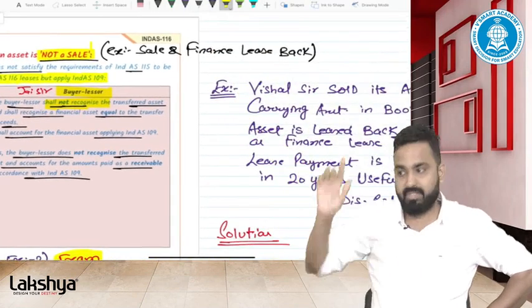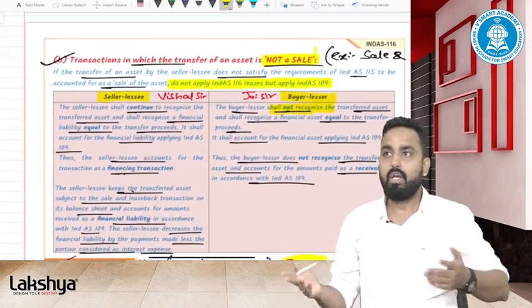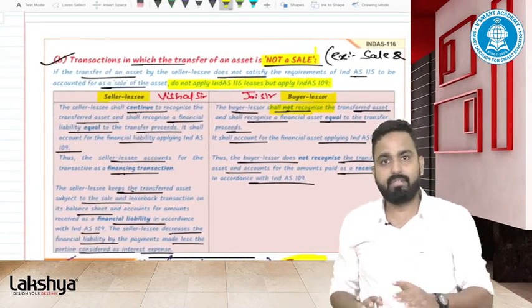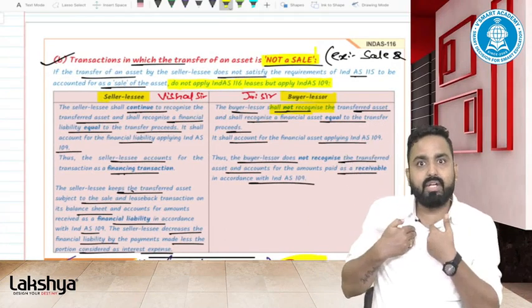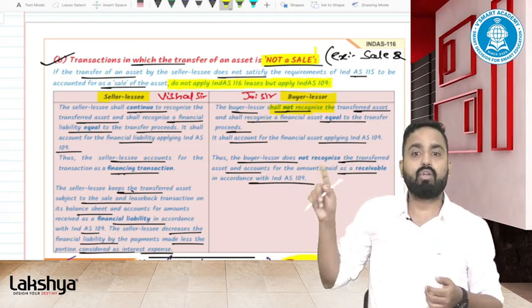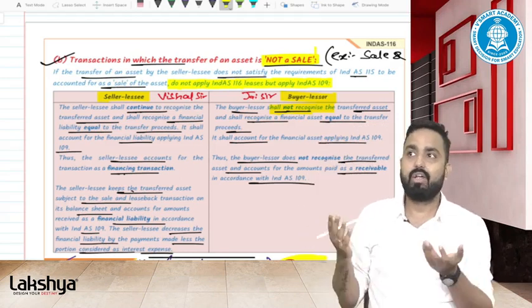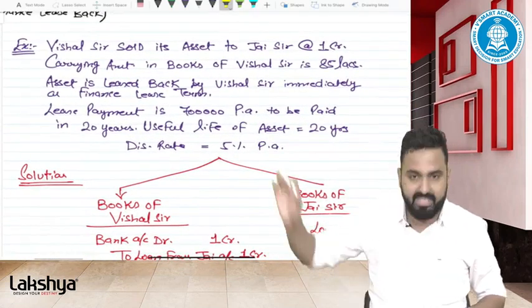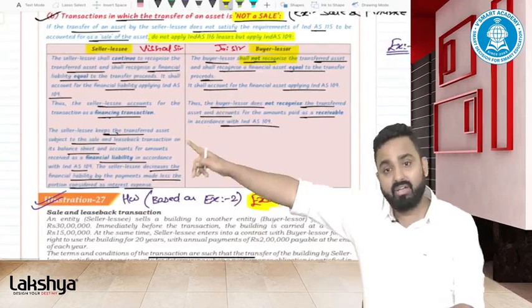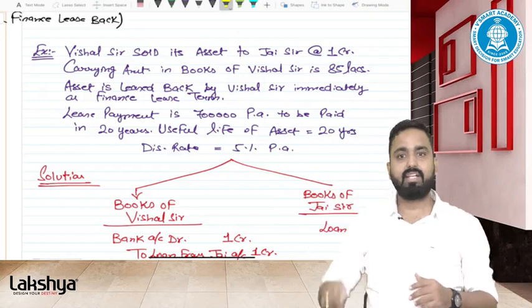Example, sale and finance leaseback. In that case, what to do? Technically, when there is no sale, the buyer will not record the purchase, and the seller will not record the sale. The buyer has given me the funds, so the buyer will record this as an advance to the party and the seller will record it as a loan from a party. Simple. Let's discuss one example first of all and we'll read the things thereafter.